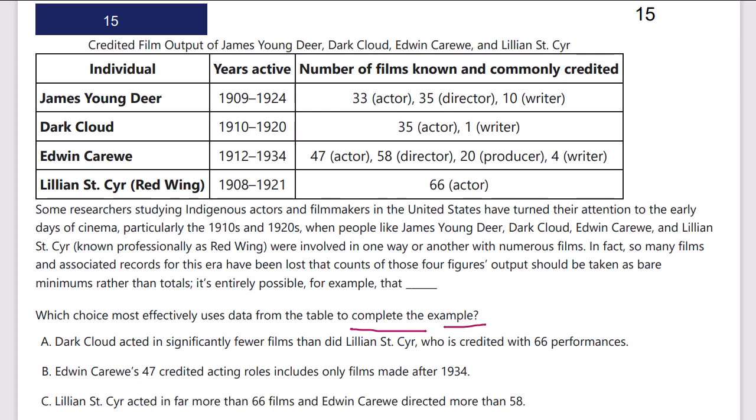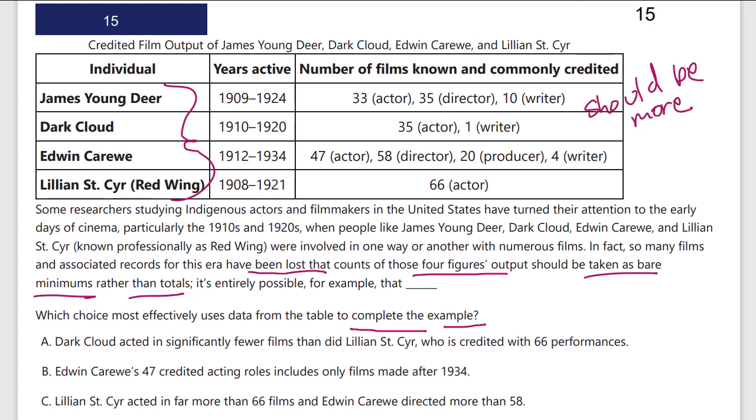Some researchers studying indigenous actors and filmmakers in the United States have turned their attention to the early days of cinema, particularly the 1910s and 20s, when people like blah, blah, blah were involved in one way or another with numerous films. In fact, so many of the films and associated records for this era have been lost that counts of those four figures' output should be taken as a bare minimum rather than totals. So these numbers should be more.